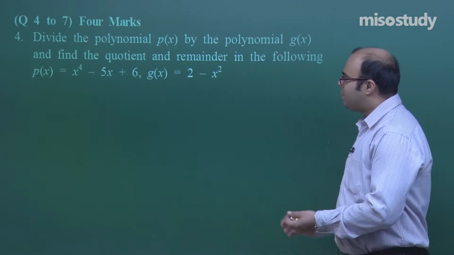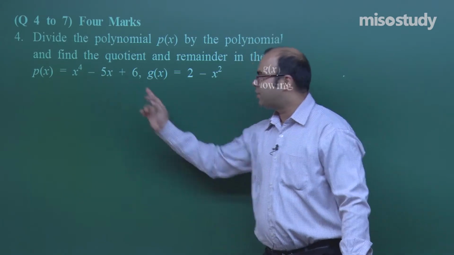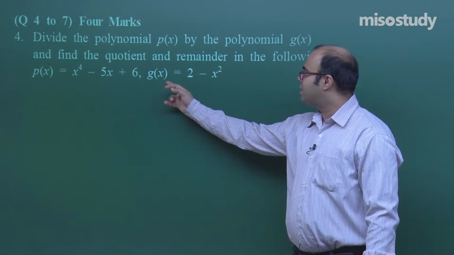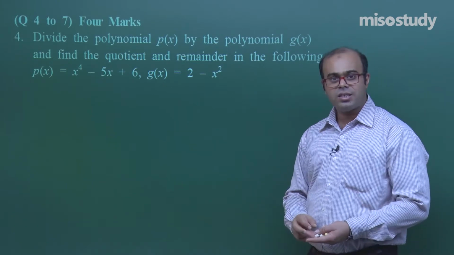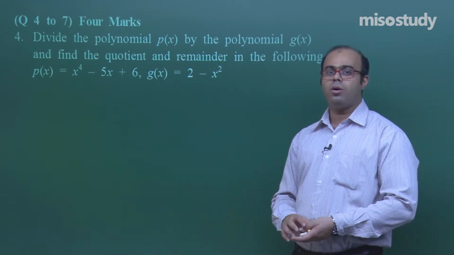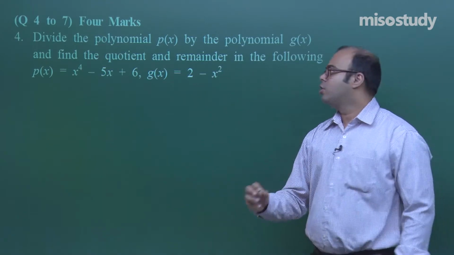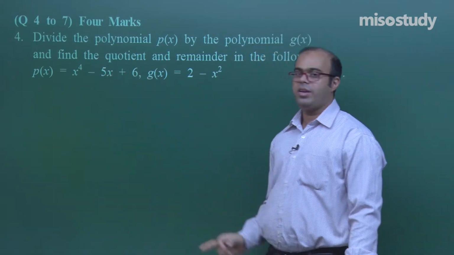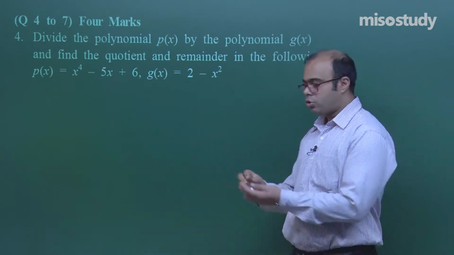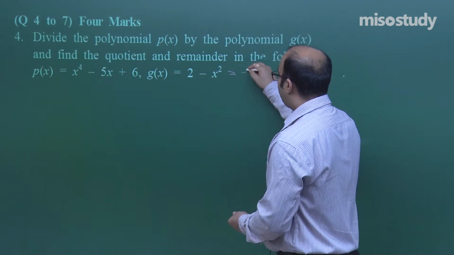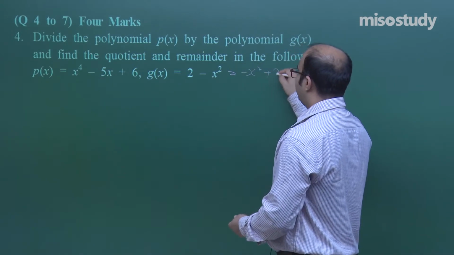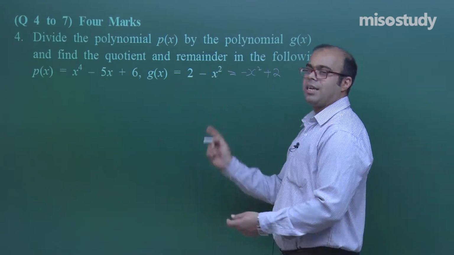So, px is given as x to the power 4 minus 5x plus 6 and gx is given as 2 minus x square. First thing which we have to do in division of polynomial is write the terms in decreasing order of degree. So here it is already in decreasing order of degree, but here it is not. So we will write gx as minus x square plus 2. So we will take this as the first and the second term.